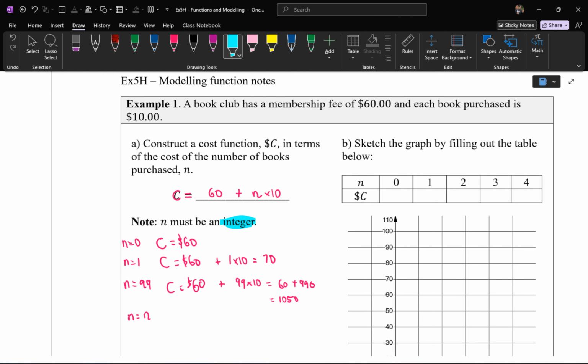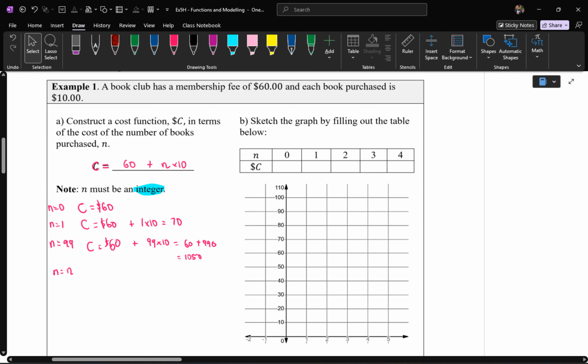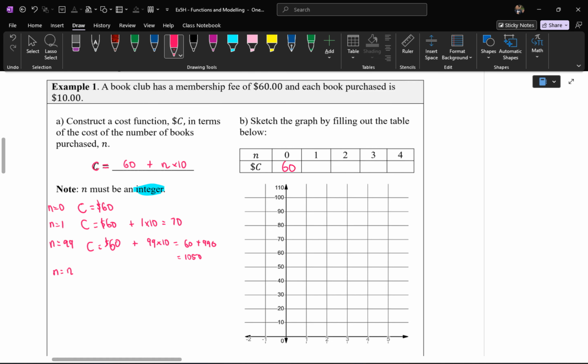Right? So here, the next part is sketch the graph filling out the table. Well, we already filled out a few of them. Bought no books was 60. Bought a book was 70. If you buy 2 books, what's the pattern? 80. Good. 80, 90, 100. This is clearly a linear equation because you can see each one is consistent. It's going up by 10 for the y values and it's going 1 across for the x values.